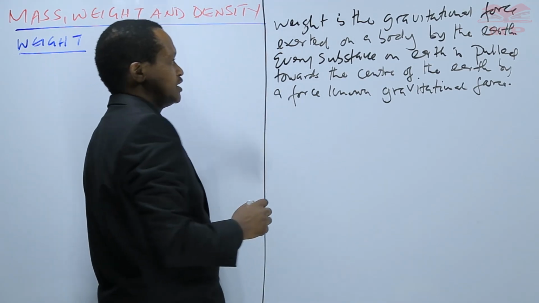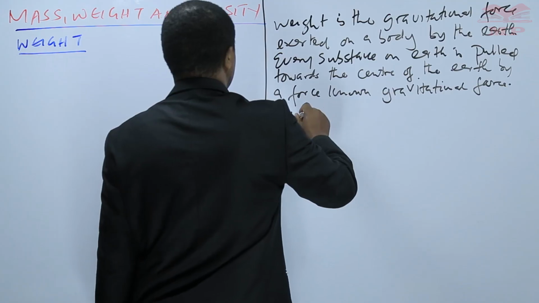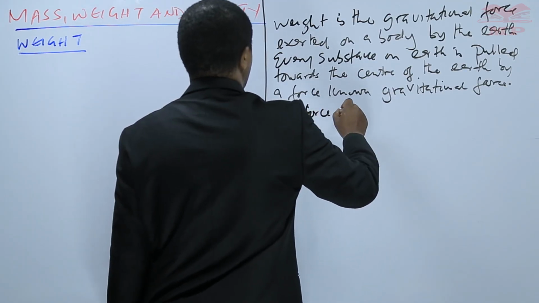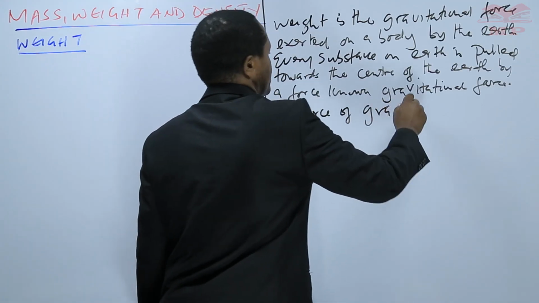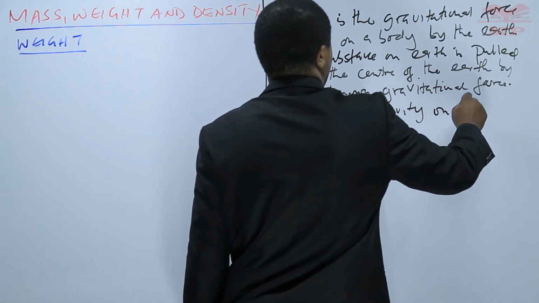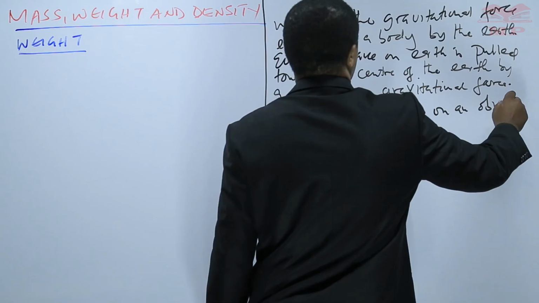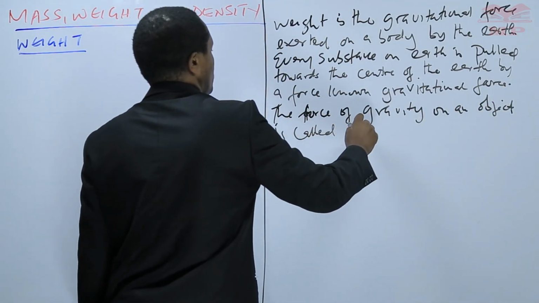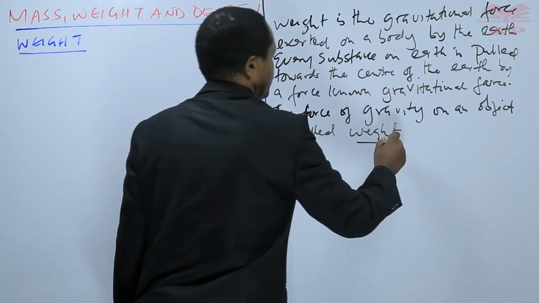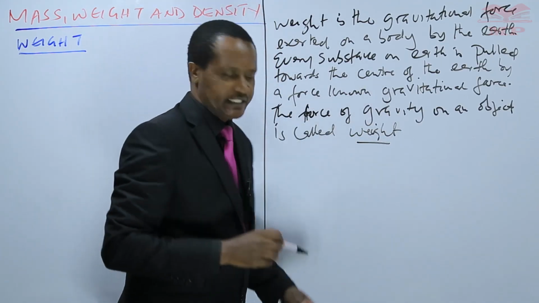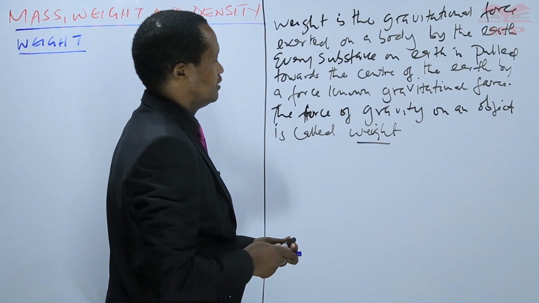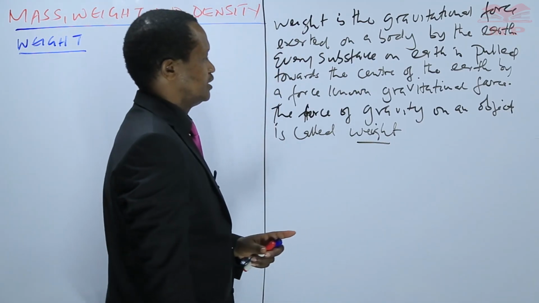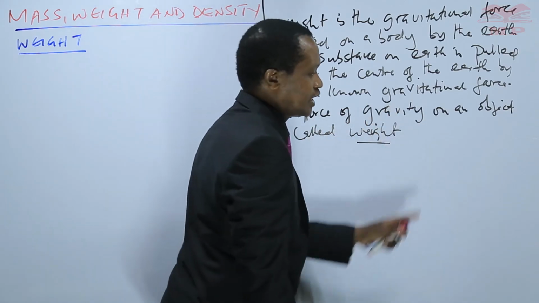Now, the force of gravity on an object is what is referred to as weight. That's what we said in our last lesson, that the force of gravity on an object is called weight. Or in other words, weight is a force, okay? Force of gravity on an object.